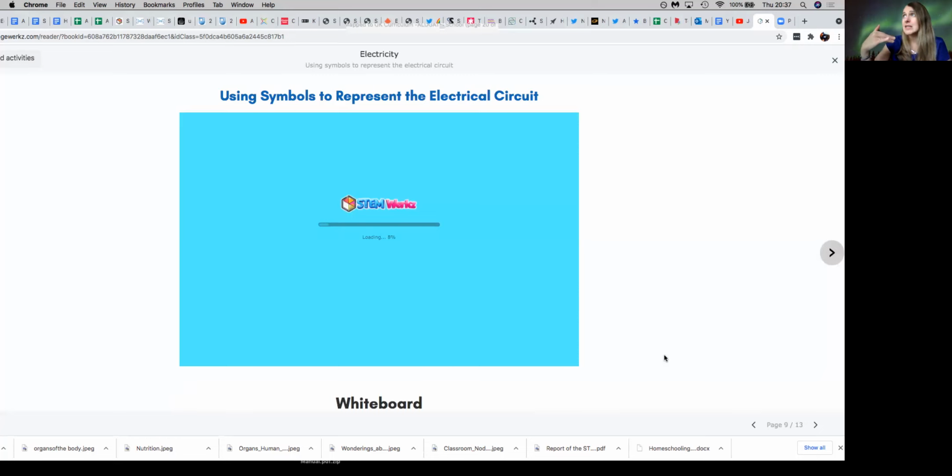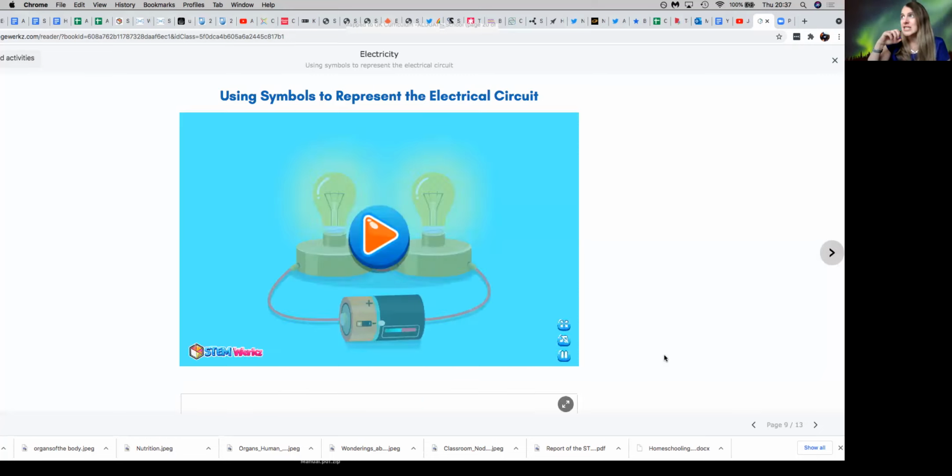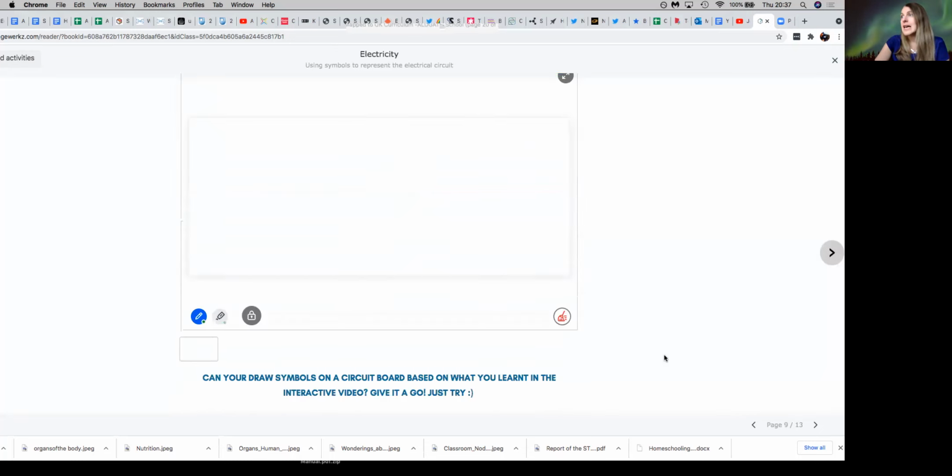What do students need to learn? Students, particularly in this stage, need to say, I can talk about what is an electrical circuit, but not only what is an electrical circuit, what's the difference between a parallel and a series circuit. And not only that, we gave them an opportunity to draw symbols on the circuit board.